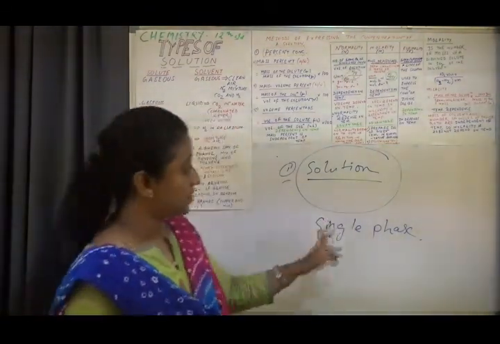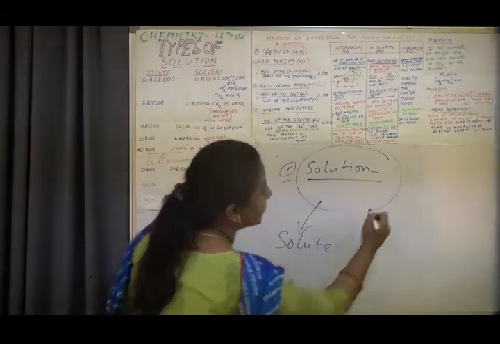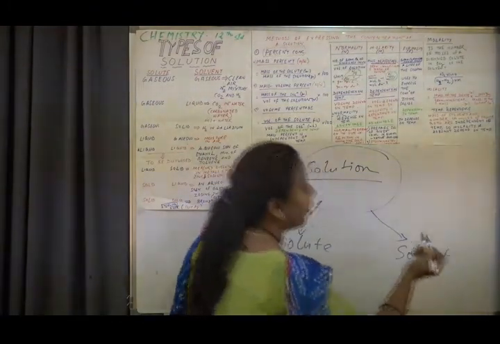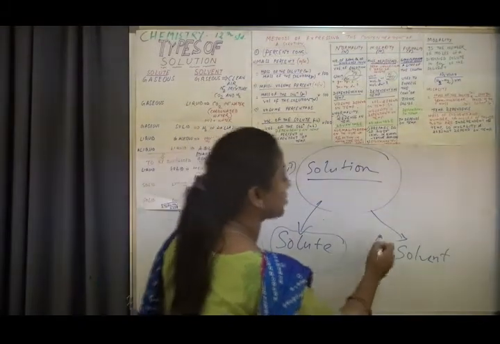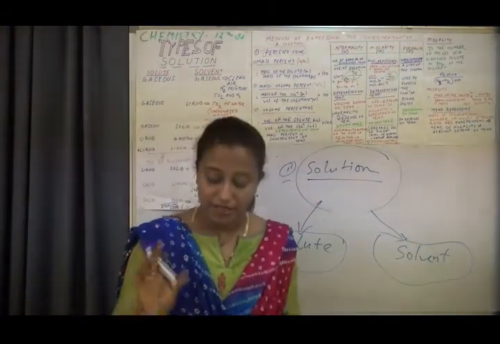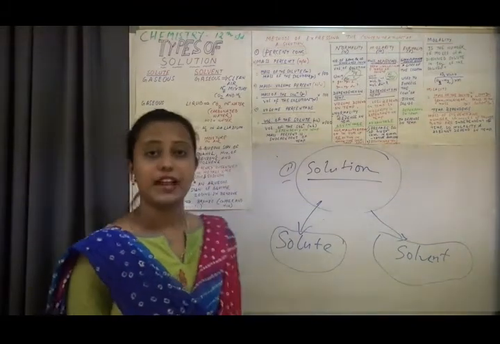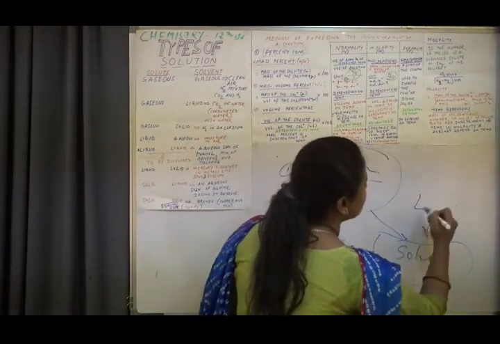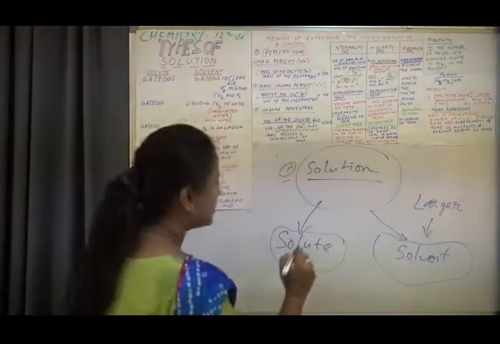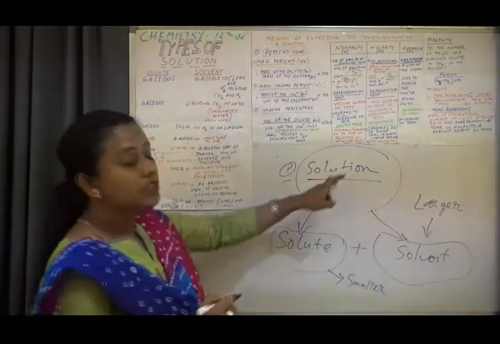From the word solution come two more terms: solute and solvent. All of you have previously learned about the solute and the solvent. Solute means the component which is present in the solution in a smaller amount, and the solvent is the component which is present in a larger amount. So the solvent is present in a larger amount and the solute in a smaller amount. They combine together to form the solution.